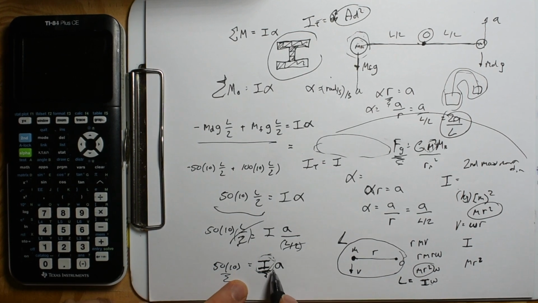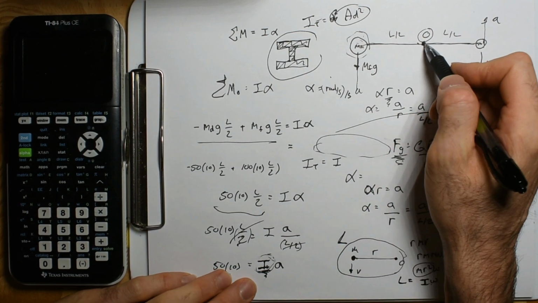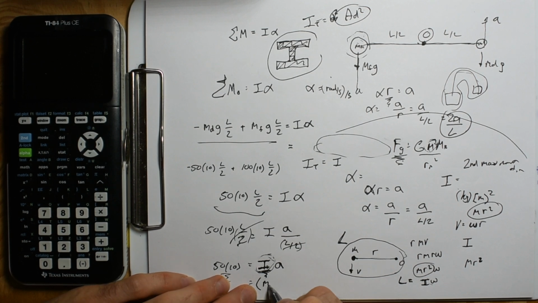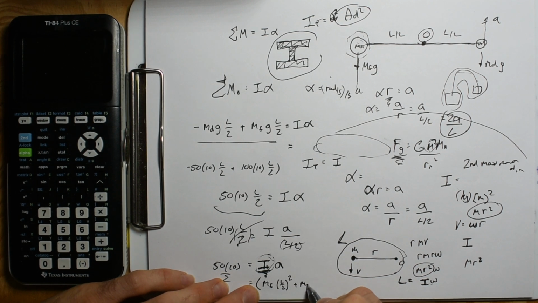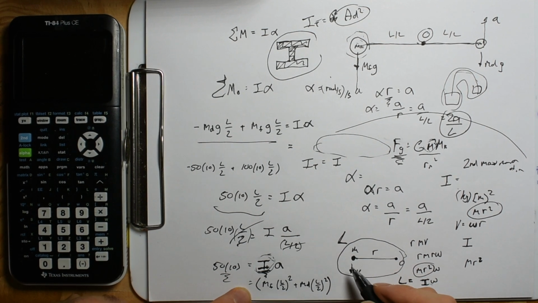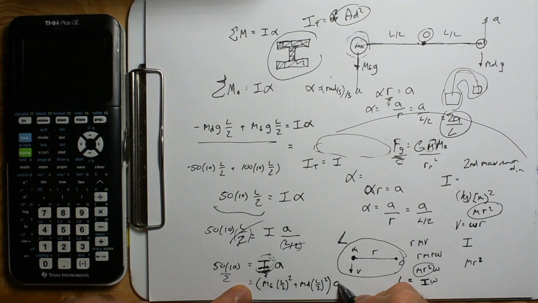And sure. So now I know the moment of inertia of the total system is going to be the mass of the father times the distance, L divided by 2 squared, plus the mass of the daughter times L divided by 2 squared, and that's going to be equal to A.